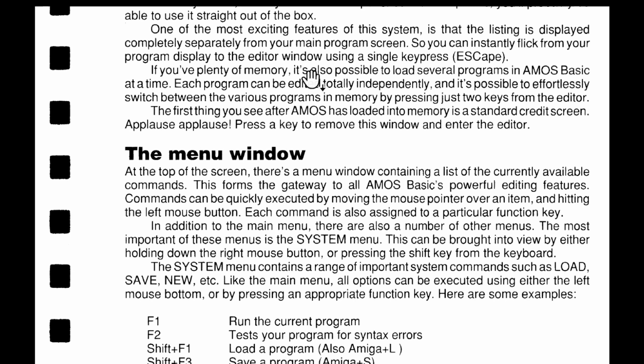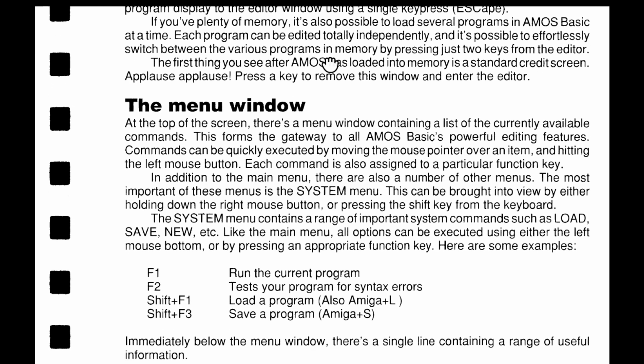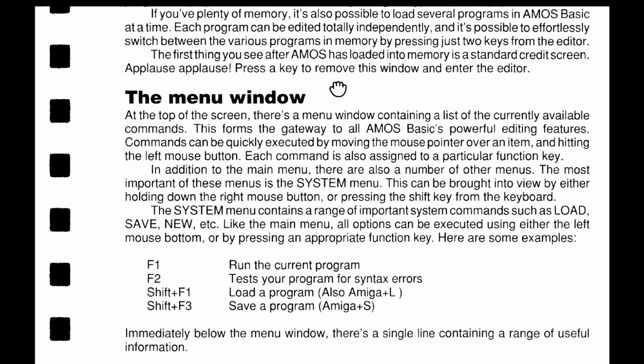One of the most exciting features of this system is that the listing is displayed completely separately from your main program screen. So you can instantly flick from your program display to the editor window using a single key press, Escape. If you've plenty of memory, it's also possible to load several programs in AMOS Basic at a time. Each program can be edited totally independently, and it's possible to effortlessly switch between the various programs in memory by pressing just 2 keys from the editor.